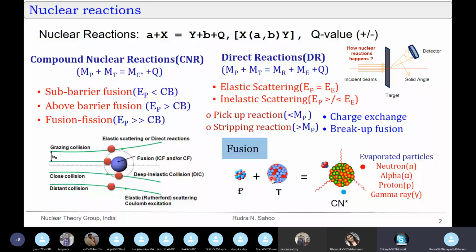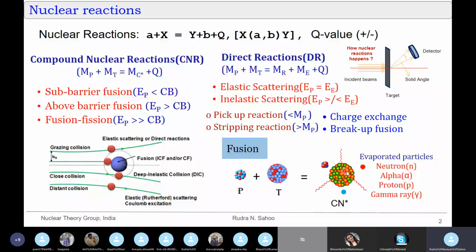And that thermally equilibrated compound nucleus comes to the ground state by emitting particles like alpha, proton, and neutron. And when it does not have much more energy to emit particles, it comes to the ground state. In principle, by detecting any of the evaporation residue particles or the gamma ray, or directly detecting the evaporation residue, we can calculate the fusion cross section.